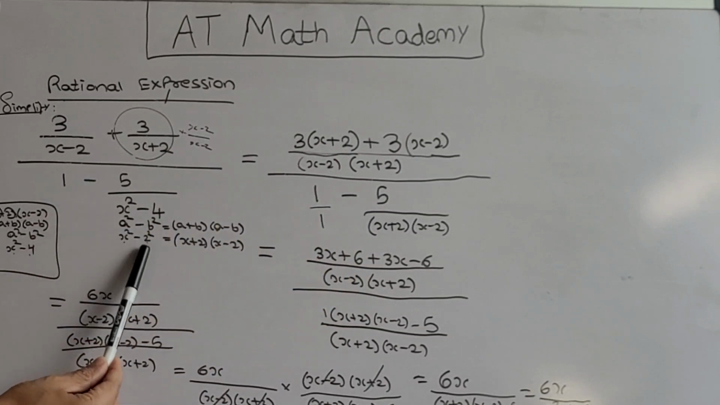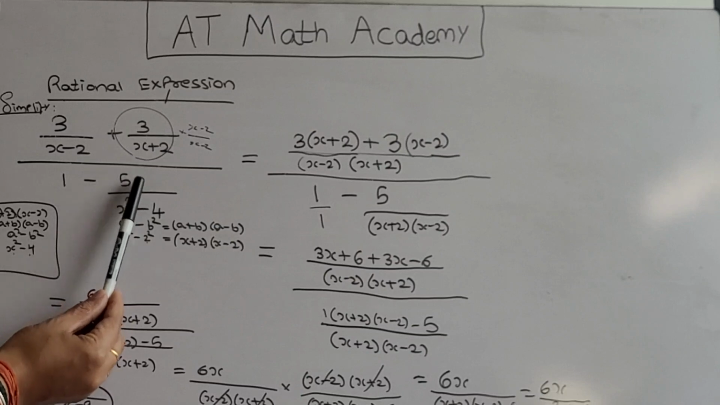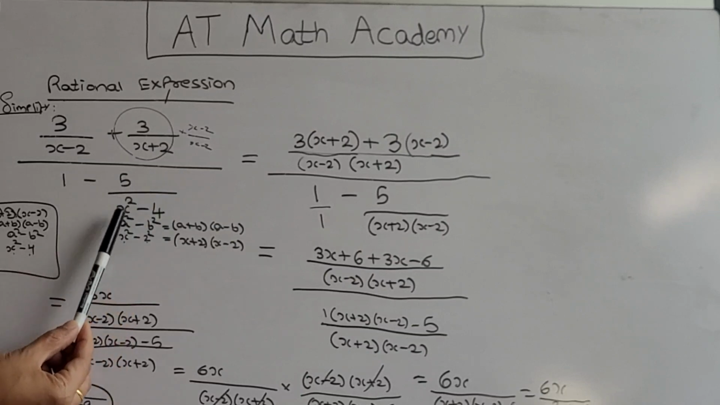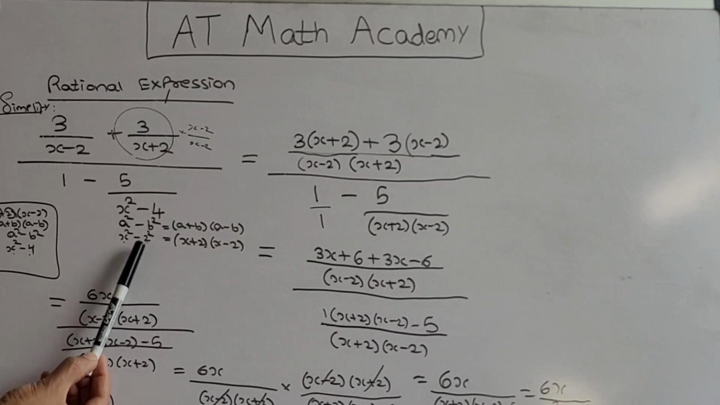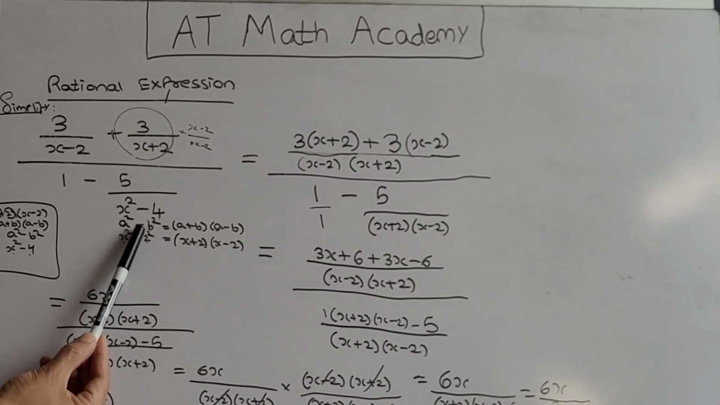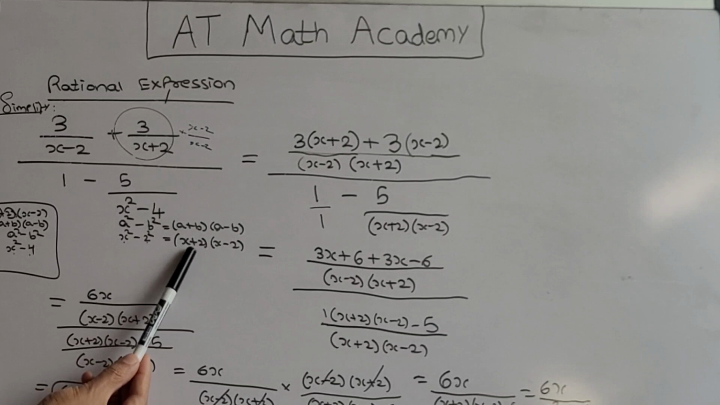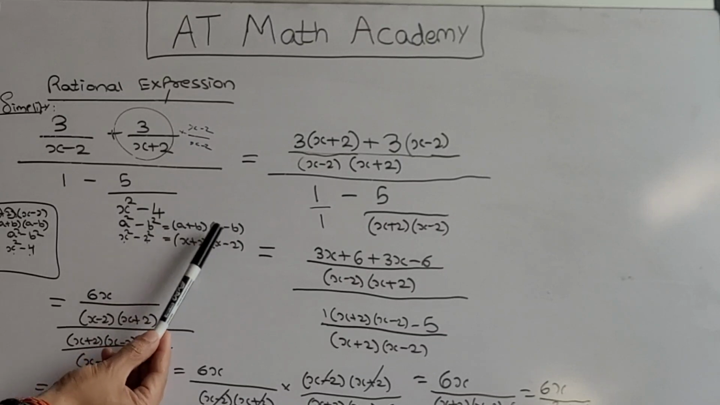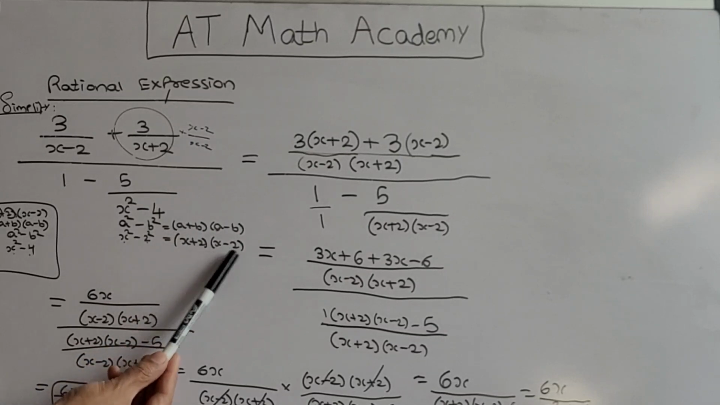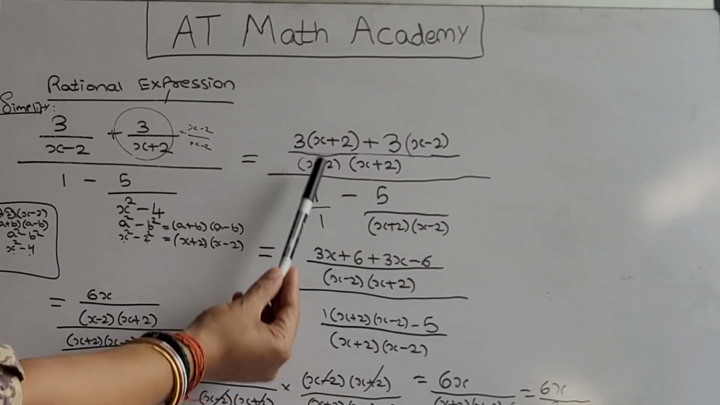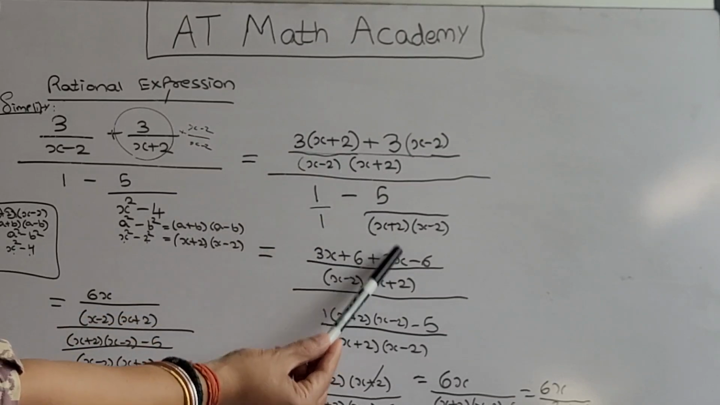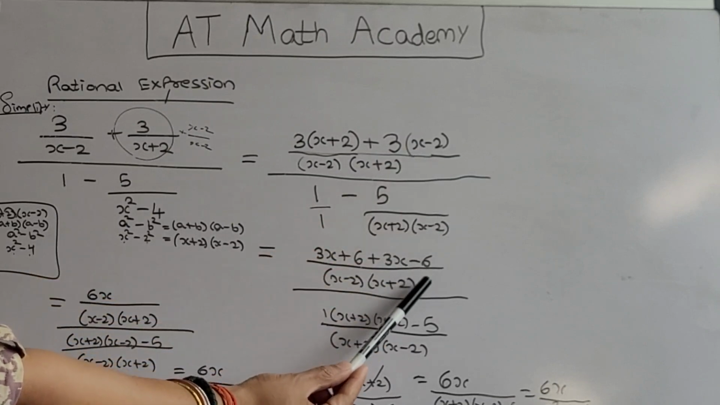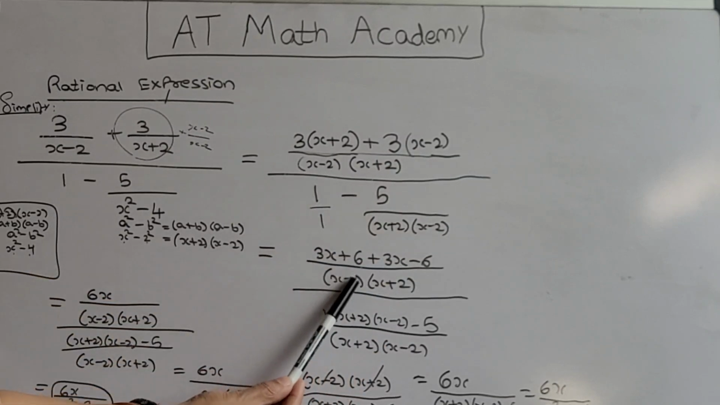And going to the denominator part here in the fraction, 1 minus 5 by x square minus 4. X square minus 4 can be written as x square minus 2 square, and when you apply this perfect square formula, I am getting it as a plus b into a minus b, x plus 2 into x minus 2. And so I have multiplied 3 times x, and 3 times 2 is 6, 3 times x and 3 times 2 is minus 6, by this common denominator.